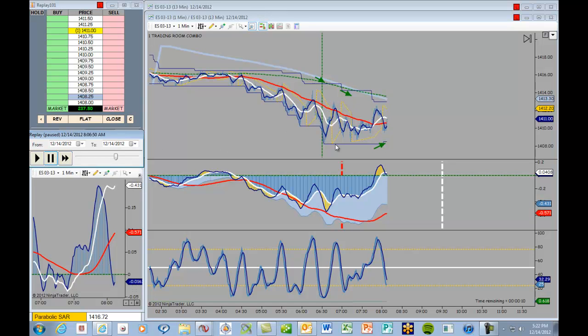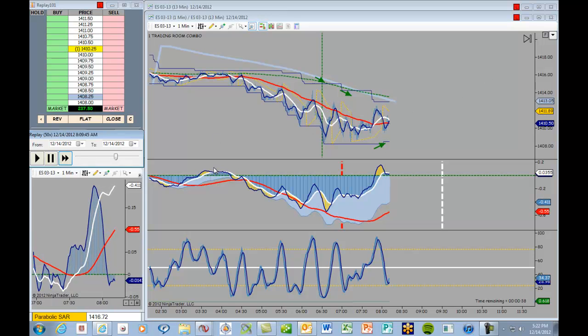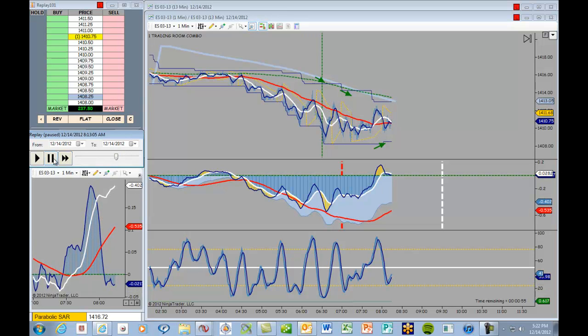This thing's doing a lot of loop-to-loops. I'm not sure what it has in mind, so we'll just cautiously watch it till we get a clear signal. We do have white above red, but not for long. Looks like the white has just dipped back down.